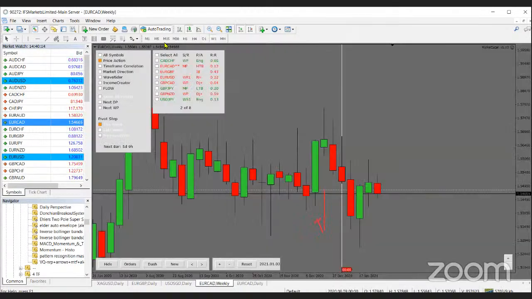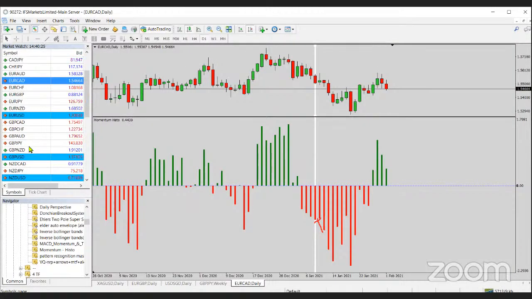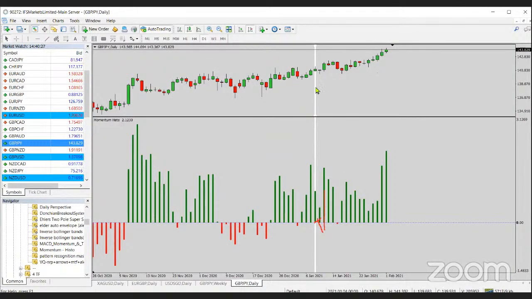So let's see what the scanner gives us. Pound yen, low test bar. There we have it on the weekly chart on the very same week. So let's see what pound yen offers. You can see pound yen on the daily chart. Momentum is dropping, then momentum picks up. Yes, this is exactly what I want to see. You can see that on the pound yen weekly chart, it suggests that price will move upwards.